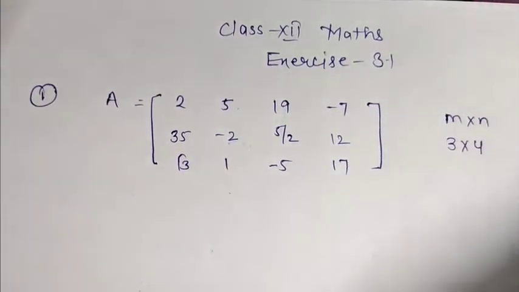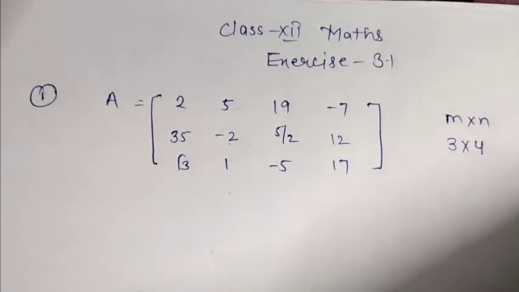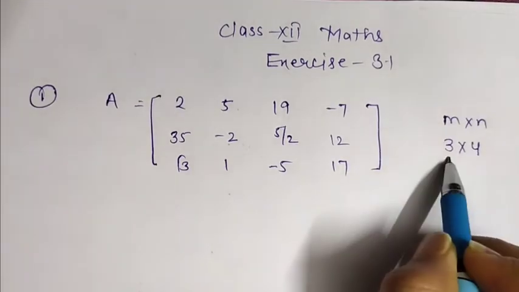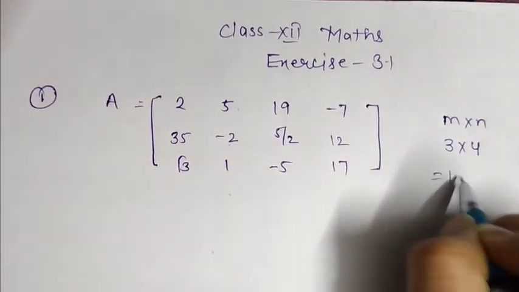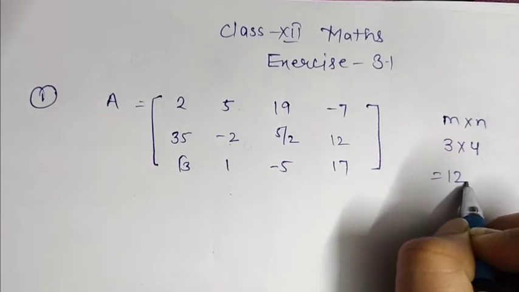The second part of this question is the number of elements we have to find out. We can easily find the number of elements by directly multiplying 3 by 4. That will be equal to 12. So the total number of elements is 12.